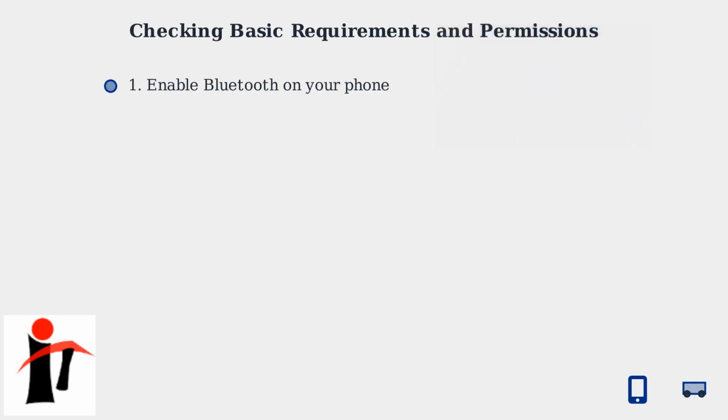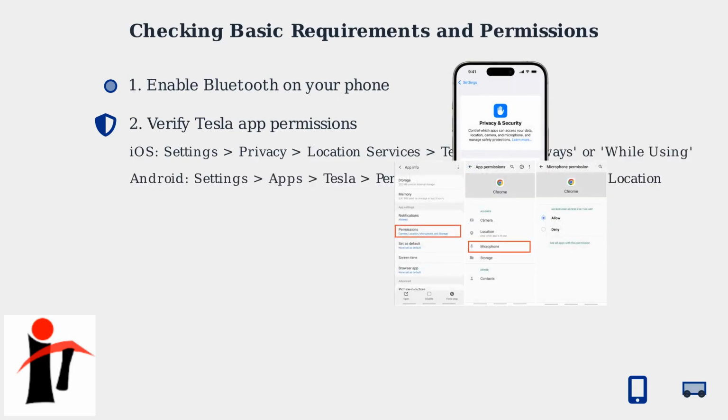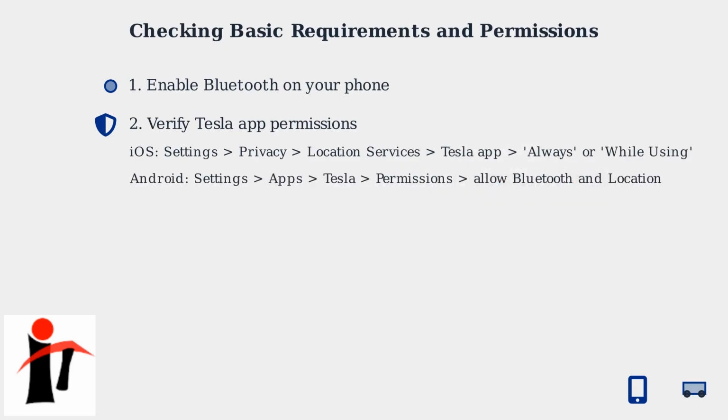This is essential for the Tesla app to communicate with your vehicle. Next, verify the Tesla app has the necessary location and Bluetooth permissions. Without these, the app cannot establish a connection. On iOS, navigate to Settings, then Privacy, Location Services. Find the Tesla app and set location access to always or while using. On Android, go to Settings, Apps, Tesla, Permissions, and enable Bluetooth and location access.